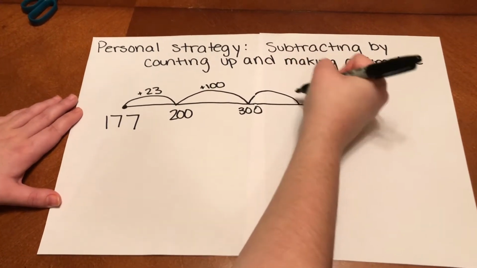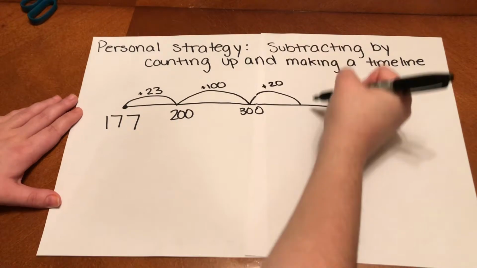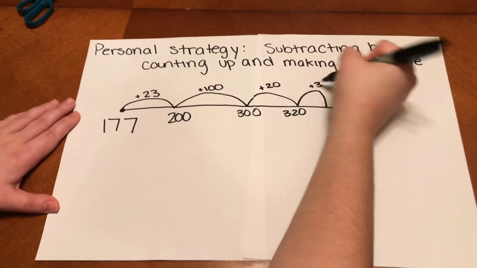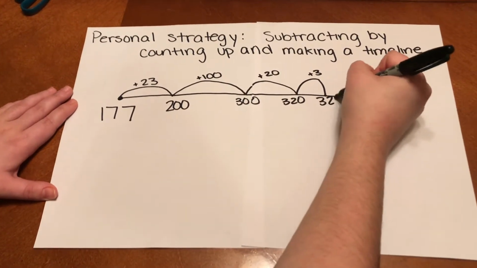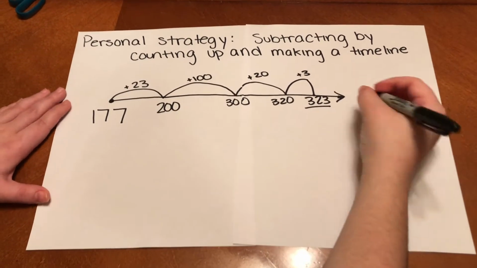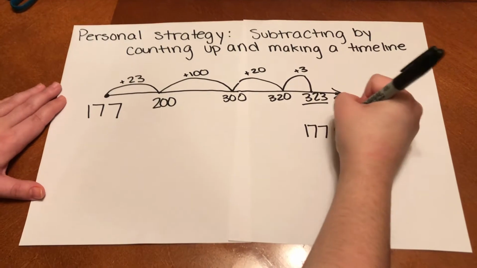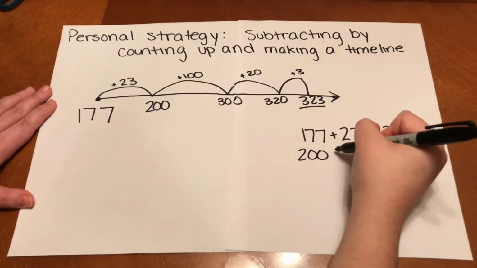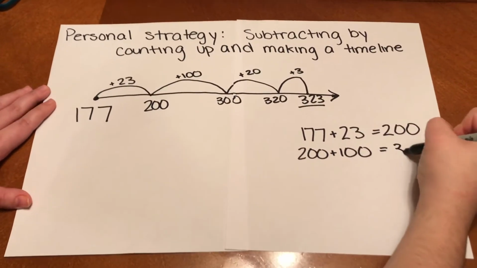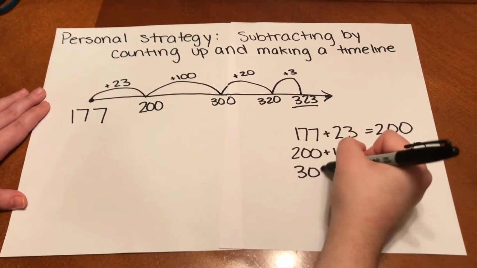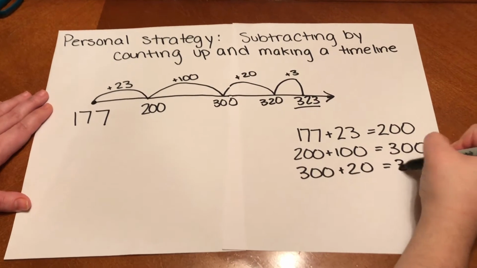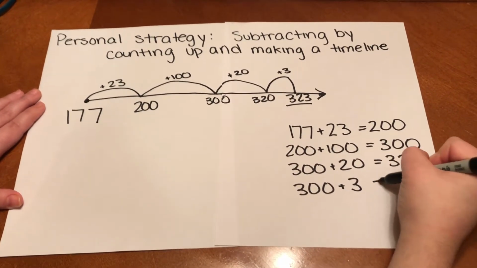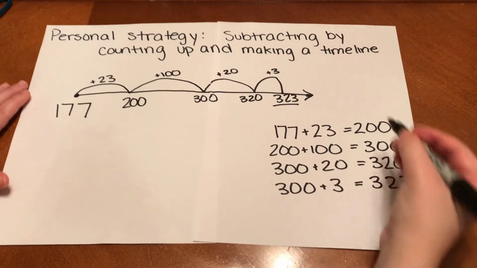From 300, I added 20 to make it to 320, and then from there, I added 3 more to get to the total number that we needed, 323. To sum it up, I had 177 plus 23 equaling 200. I then added 200 plus 100 to make 300. From there, I had 300 plus 20 to make 320, and then I added 3 more to make 323.